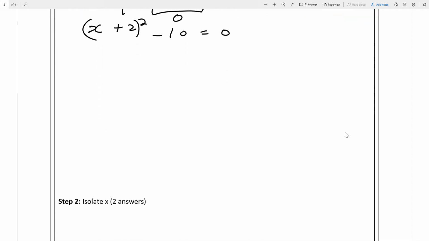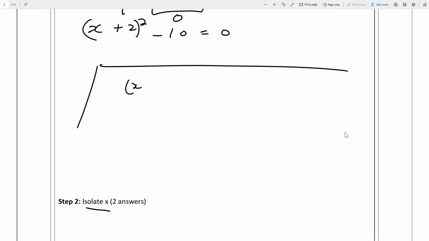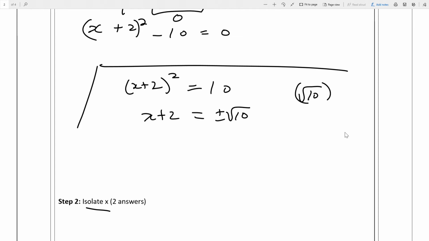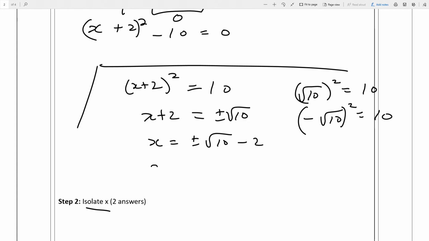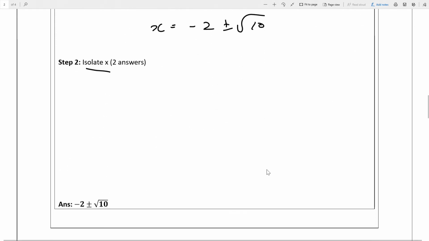The next step is to isolate for x, and we're going to start that here. So we isolate for x by adding 10 on both sides first, which equals 10, then square rooting both sides. And remember, there are two answers for this, because the square root of 10 squared is 10, but also negative square root of 10 squared is 10. Okay. And then the last step is to subtract 2 on both sides. So we get plus or minus root 10 minus 2. Rearranging, we can put negative 2 at the front, and then we get negative 2 plus and minus square root of 10. And there's the answer.